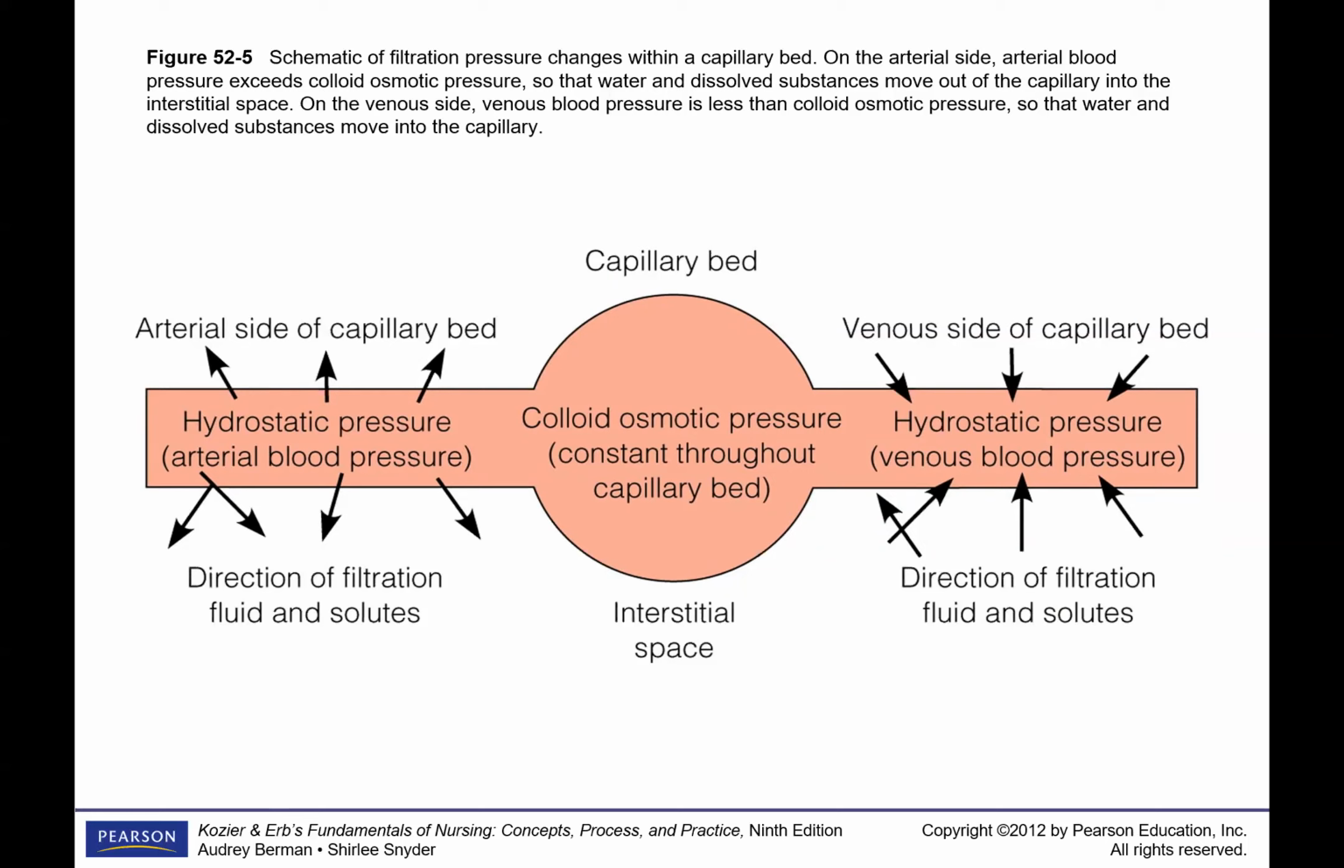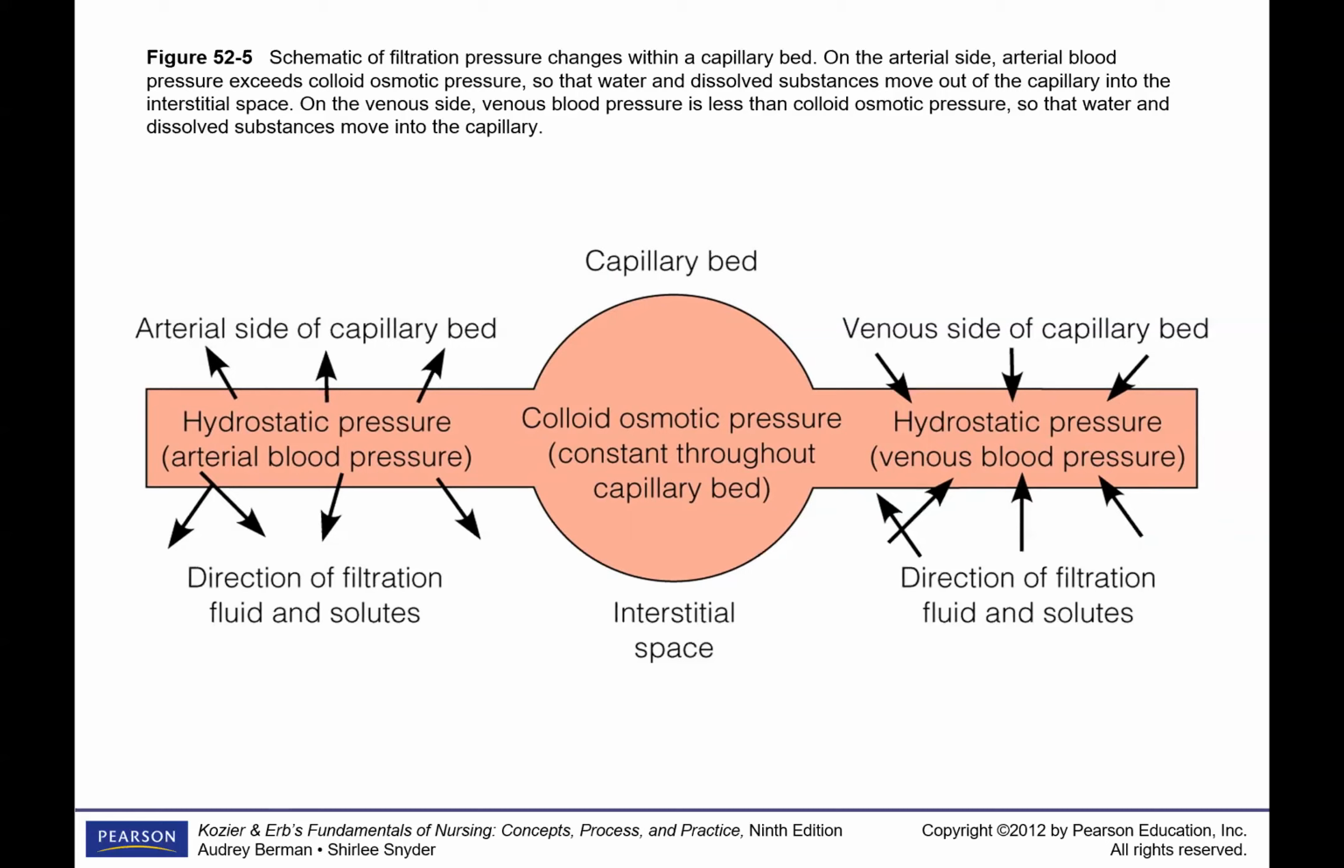As you can imagine, albumin is a large molecule, so it should not be leaving the vasculature. Therefore, the pressure exerted by albumin, the colloid osmotic pressure, which you'll also hear called oncotic pressure, should be constant throughout the capillary bed, whether we're talking about the arterial side or the venous side, because it should not be leaving the vasculature. So we have a constant pulling pressure in the capillary bed.